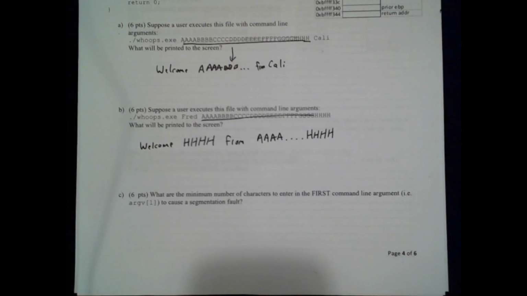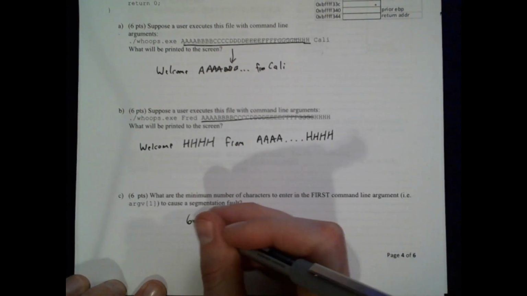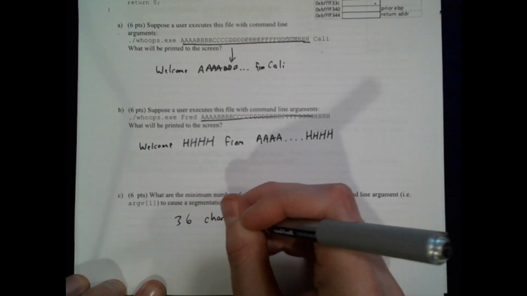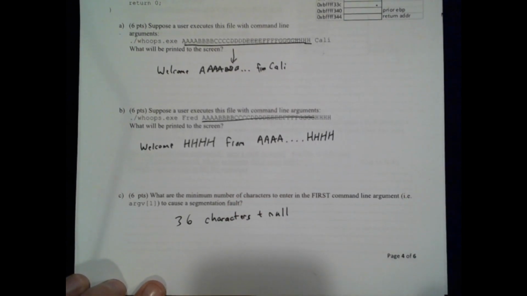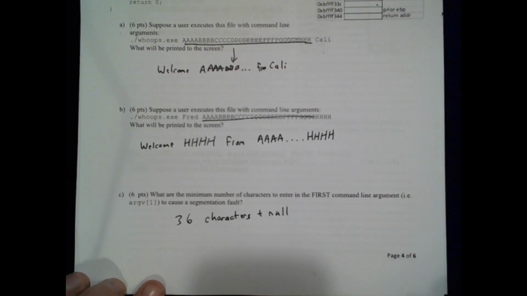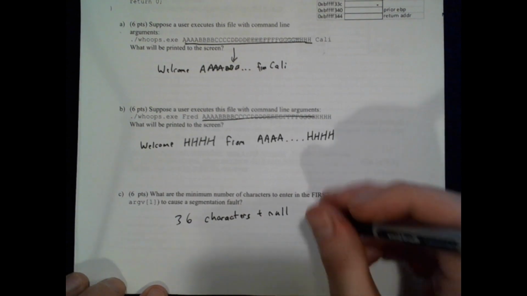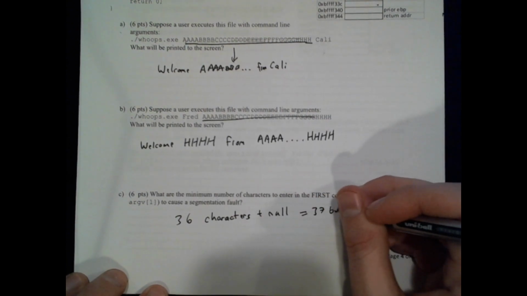What are the minimum number of characters to enter in the first command line argument, e.g. argv1, in order to cause a segmentation fault? Looking at argv1, I already sort of counted this out. We're starting here, that gets copied into name. So we're looking at 4, 8, 12, 16, 20, 24, 28, 32, 36. So 36 bytes until we get to prior EBP. So 36 characters plus the null will cause a segmentation fault, likely because we're overwriting part of prior EBP. So 37 bytes in total.